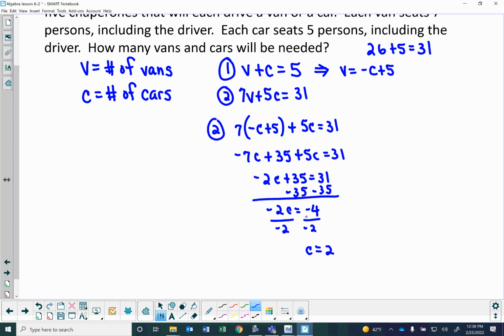Going back to equation number 1, vans plus cars has to equal 5. So if we have vans plus cars equal to 5, then vans equals the opposite of c, which is negative 2 plus 5, so the number of vans has got to be 3. So they will need 3 vans and 2 cars.